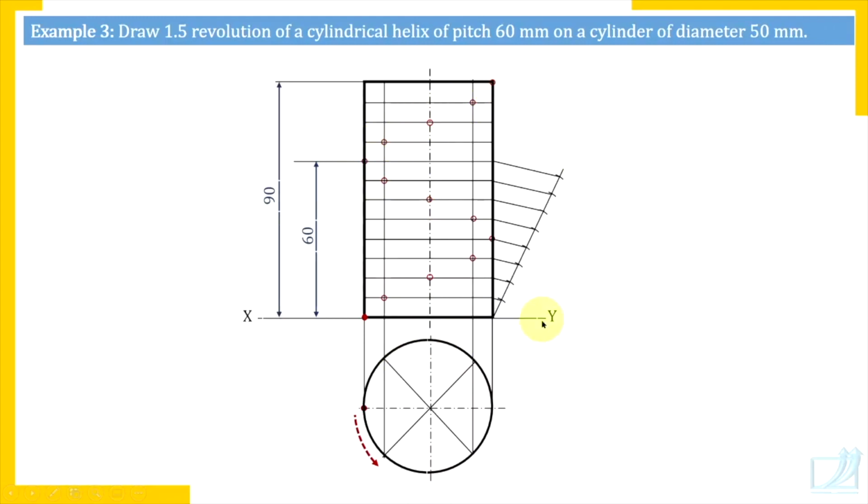And join all these points. It is the 1.5 revolution. So in the first half it is moving on the front side of the cylinder, from the left side boundary to the right side boundary. It is visible. The next half is hidden because it is on the back side. And then it continues on the front side further, so the front portion is visible. So this is how we have completed the helix.